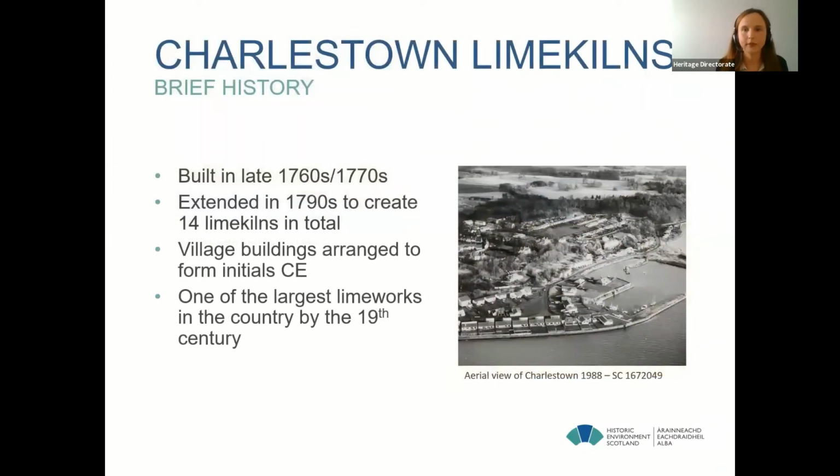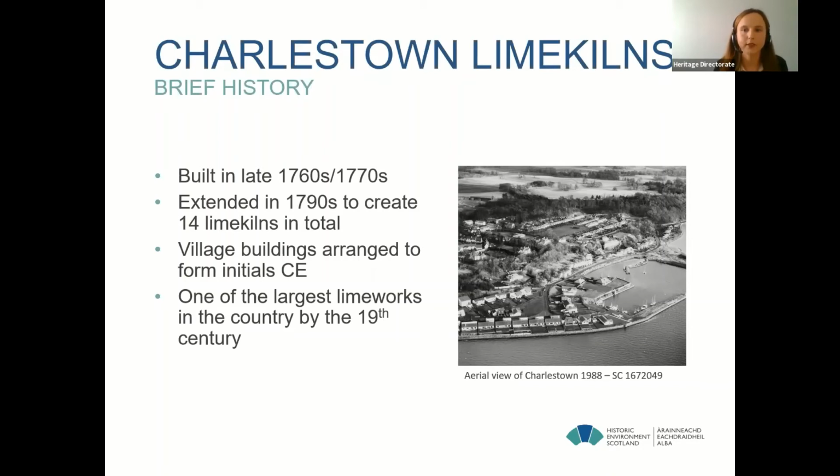The village and the Limekilns at Charleston were built in the late 1760s and 1770s. The Limekilns consisted of a complex of between 6 to 10 kilns at the time, and were extended in the 1790s to create 14 Limekilns in total, which are still visible today. The village Charleston was named after Charles Bruce, the 5th Earl of Elgin, who was developing lime production on his Broomhill estate and was built for the workers of the complex. The buildings were arranged to form the initials CE, which stand for Charles Elgin, which was his formal title.